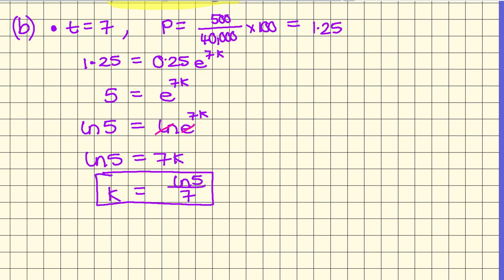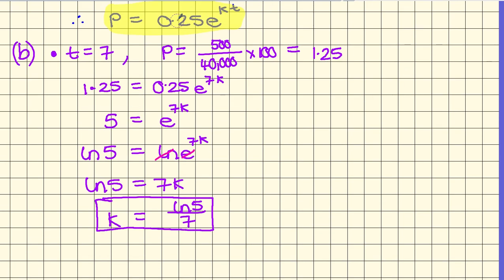So I'm going to go back up to that part that I've highlighted in yellow and then change k for ln 5 over 7. So p equals 0.25 e, okay, so k is ln 5 over 7, t is just t. So I'm now going to highlight that because that's now important.